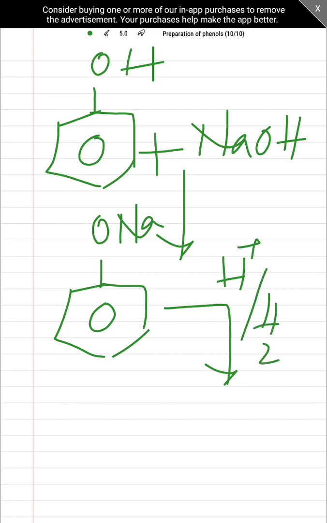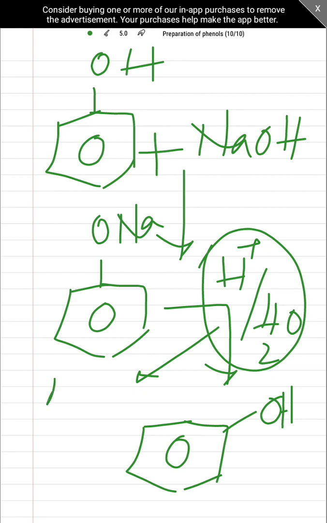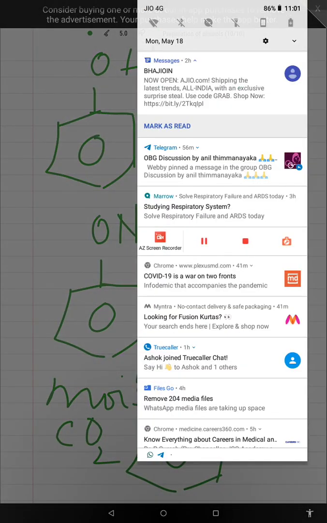In all the cases, children, remember that other than acid hydrolysis, we can even use moist carbon dioxide, because moist carbon dioxide produces carbonic acid. These are the successful methods by which we can prepare phenol.